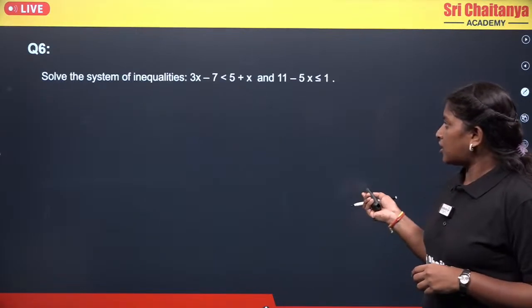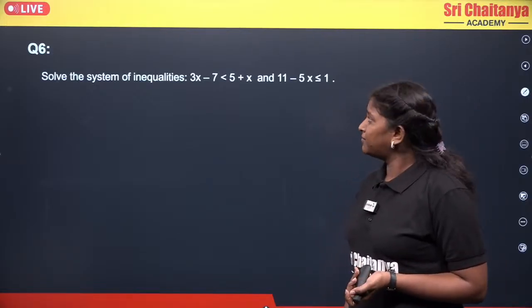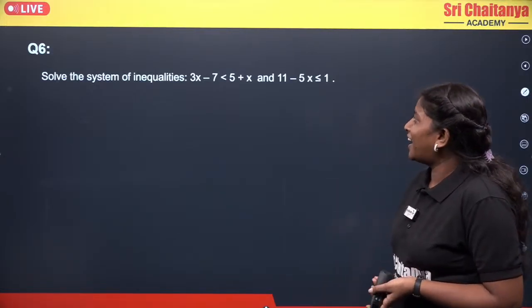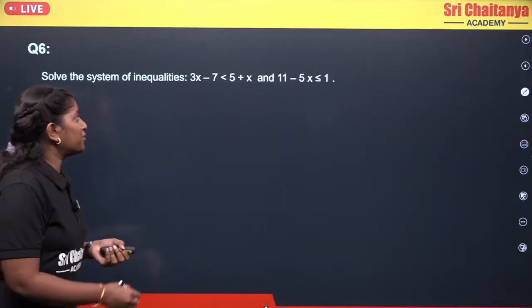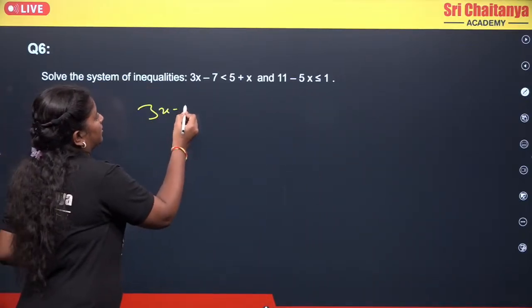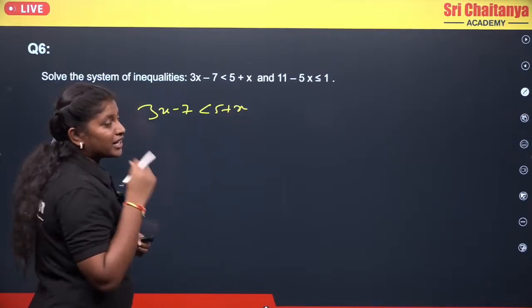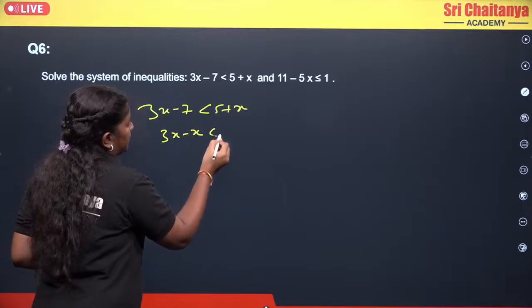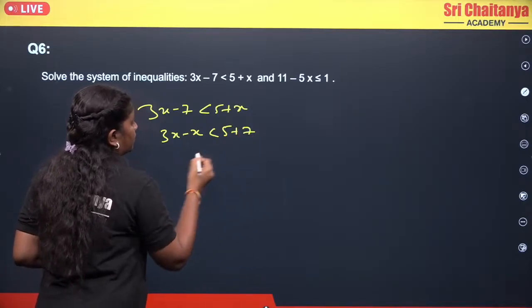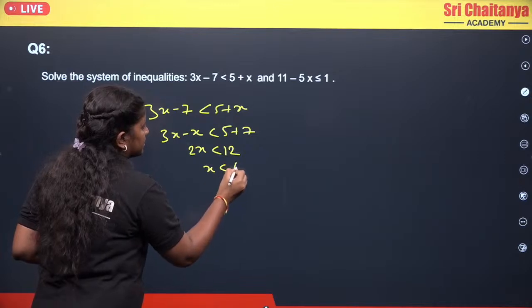Now solve the system of inequalities: 3x minus 7 less than 5 plus x, and 11 minus 5x less than or equal to 1. Coming to 3x minus 7 less than 5 plus x, we can rearrange the terms, so 3x minus x less than 5 plus 7. So 2x less than 12, and x will be less than 6.